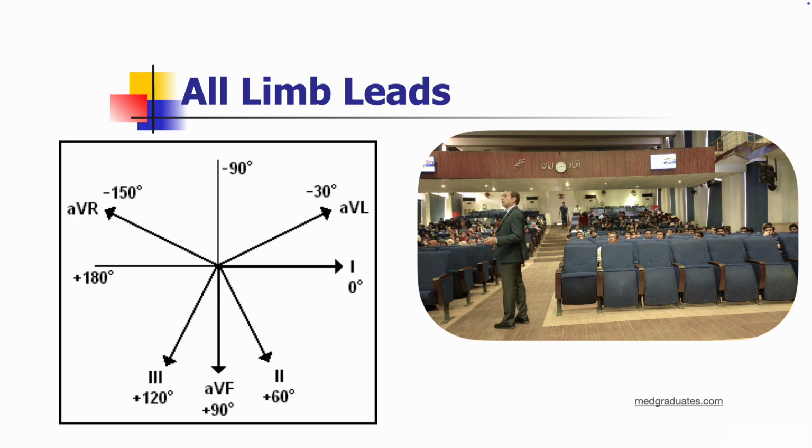So we assume that normal electrical axis lies here, but it can vary between these two extremes. So you remember, lead 1 is at 0 degrees and AVF is at 90 degrees. This is the positive pole of AVF, this is the negative pole. This is the positive pole of 1, this is the negative pole of 1, this is at 180 degrees.